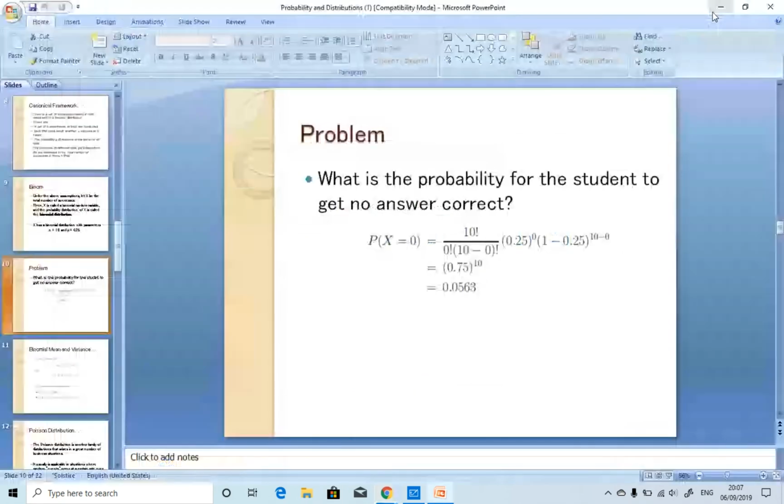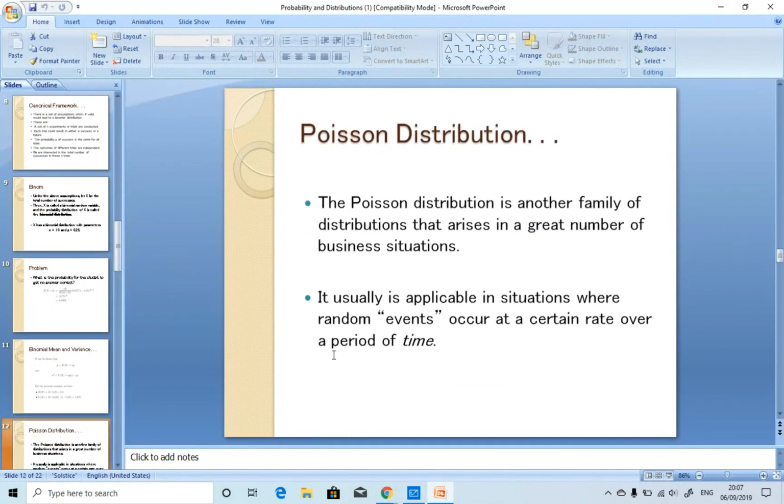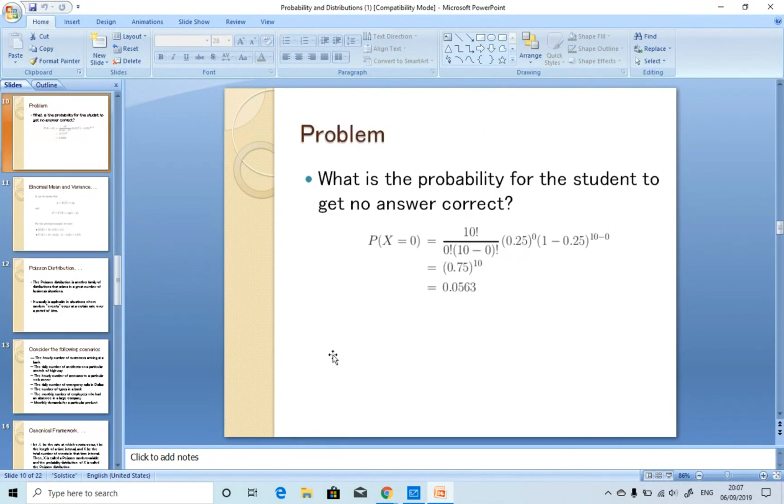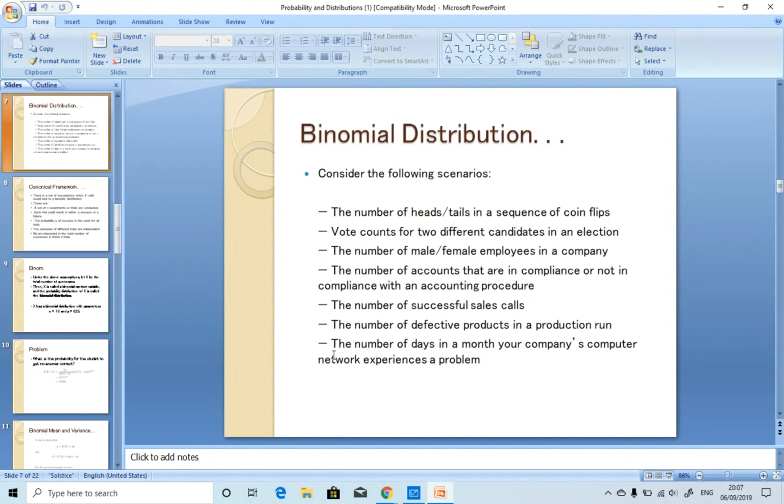Now this is what we have, the formula, and let us say the problem for the Poisson distribution. Okay. Now you write on this one. Where do we use the binomial distribution? Actually, this framework is very important. When do we use the binomial distribution?